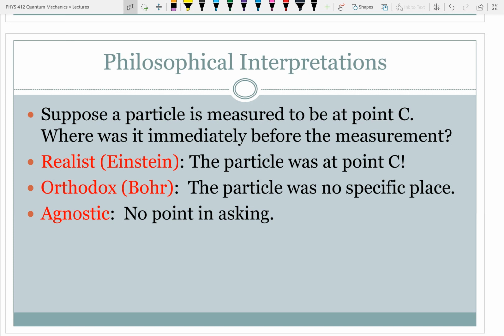So that's the realist point of view, which says that if you take a measurement of a particle and you find it's at point C, just before you took the measurement, it was there at point C. Because where else could it have been? By just before, I mean an infinitesimal time before. That's the realist point of view. That was Einstein's point of view. Niels Bohr took the position that is now considered orthodox. Since the late 60s, it's the standard position, that the particle didn't have a specific place.